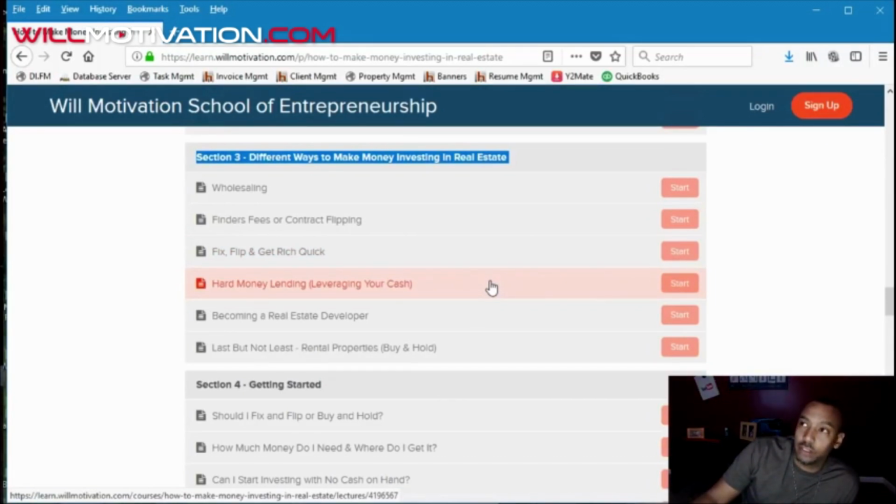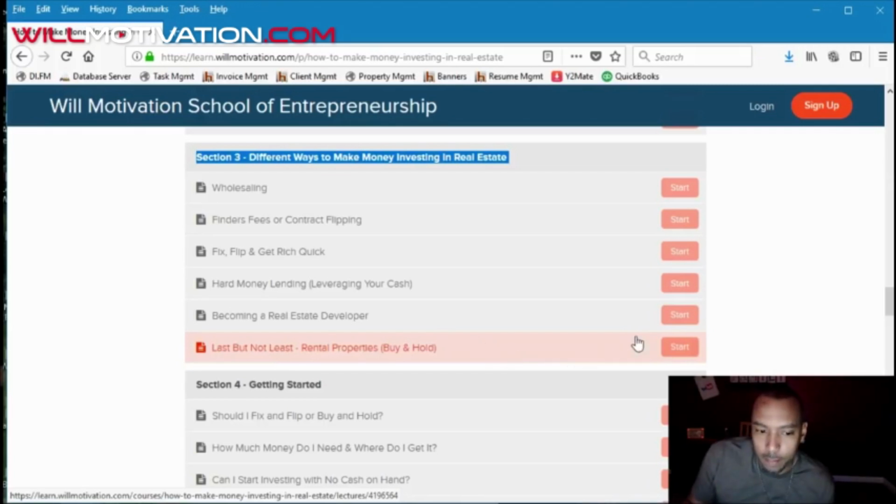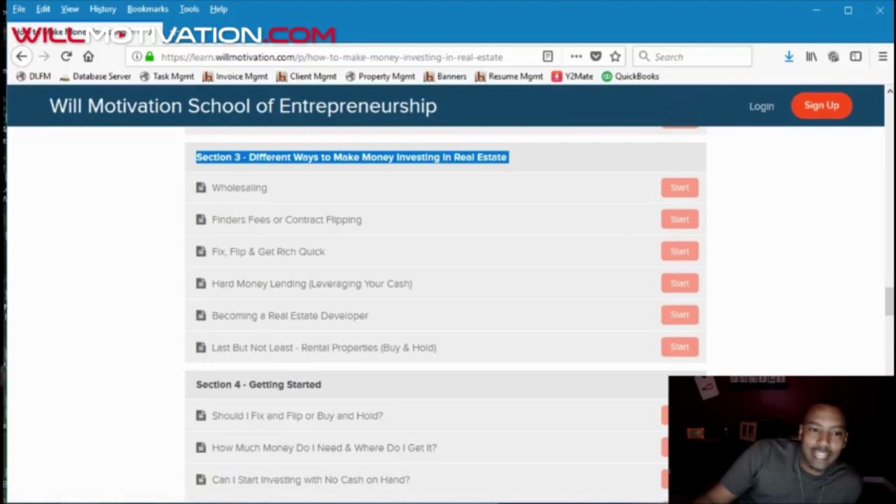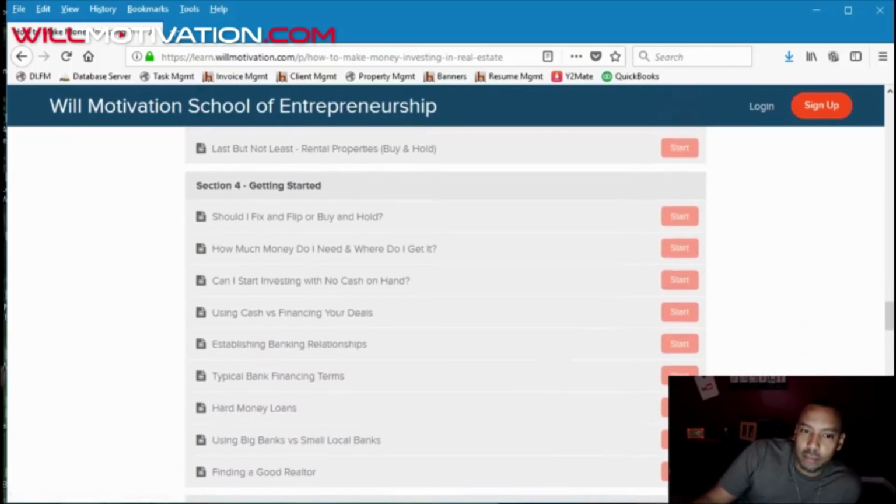So if you've got money, but you don't really want to get into the nitty gritty of a lot of the real estate projects, you could actually become a lender yourself. Becoming a real estate developer, and last but not least, rental properties. So buying and holding properties for wealth and building out that millionaire portfolio. Okay. So that's section 3, different ways to make money investing in real estate.